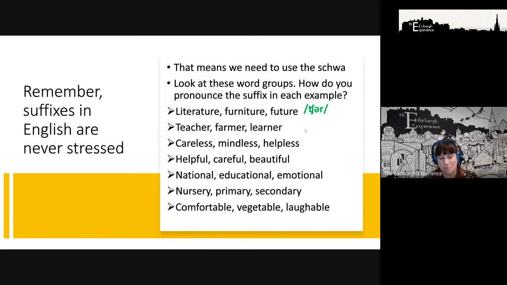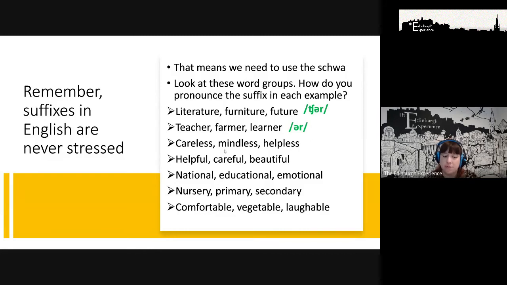Right, so let me pronounce them for you. So we have teacher, farmer, learner. So all of these sounds are schwa, okay? So we should not be saying an air. It's not teacher, teacher, it's teacher, farmer, learner.